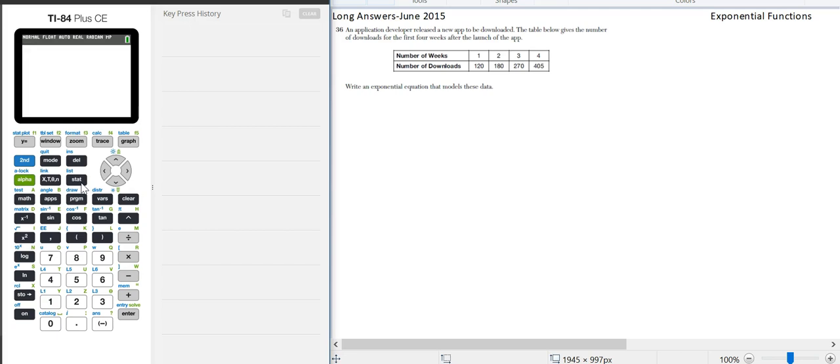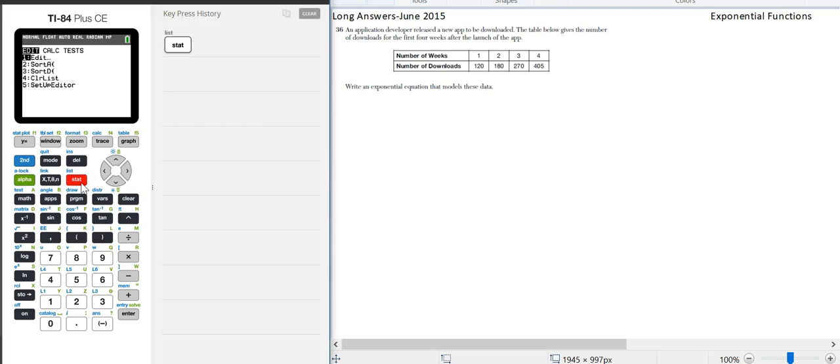This question actually does have 2 more parts to it. We aren't going to discuss them in this video because they're not related to the topic of writing exponential functions. In order to answer this question, we need to somehow write an equation using these points (1, 120), (2, 180), (3, 270), and (4, 405). We can do it very easily. The easiest way to do it is by doing it on the calculator.